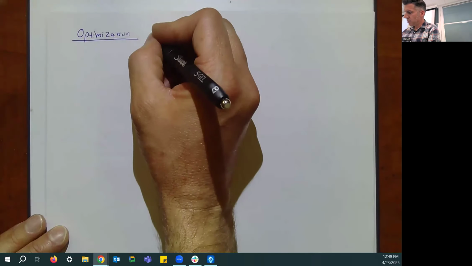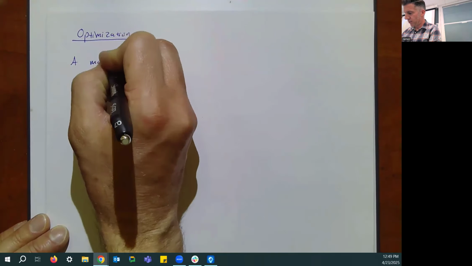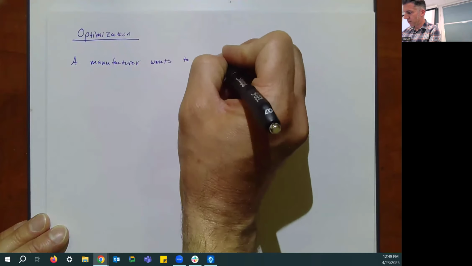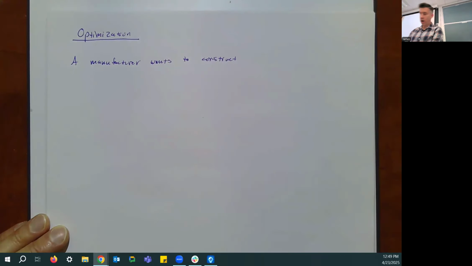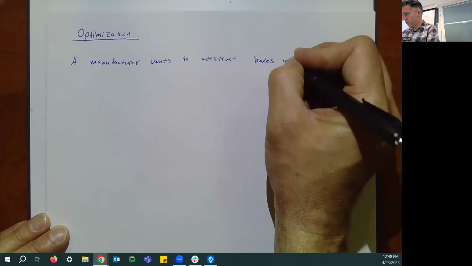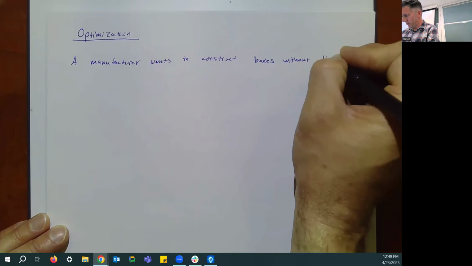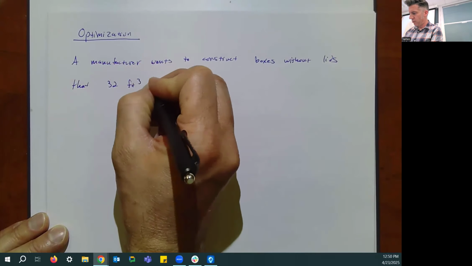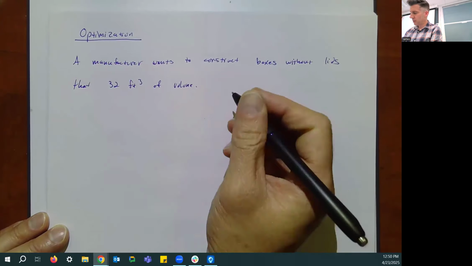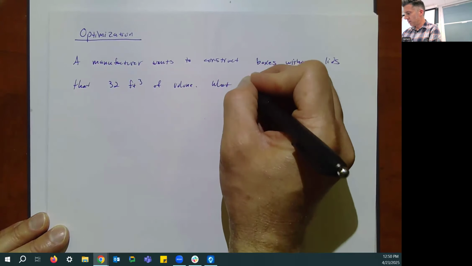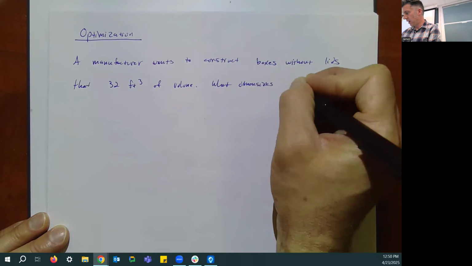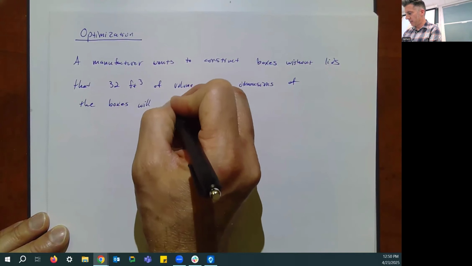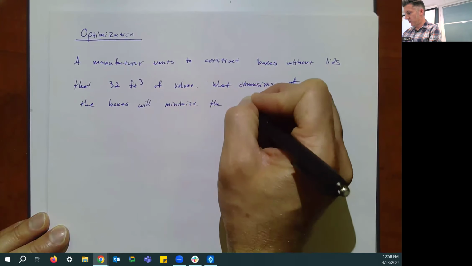A manufacturer wants to construct boxes without lids. I don't know why he would want lids, but whatever. It's what he wants. That hold 32 cubic feet of volume. What dimensions of the boxes will minimize the amount of materials used?